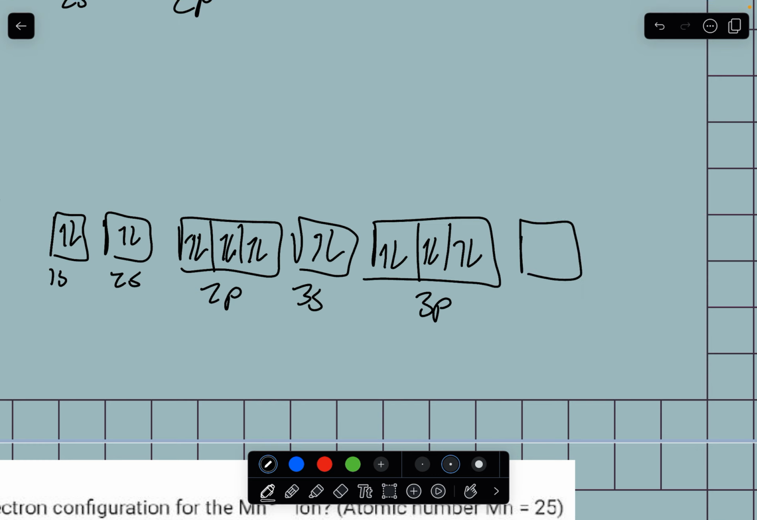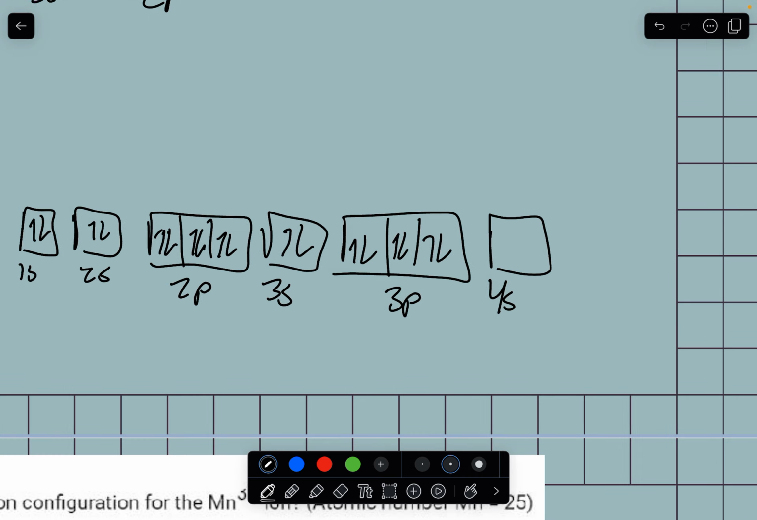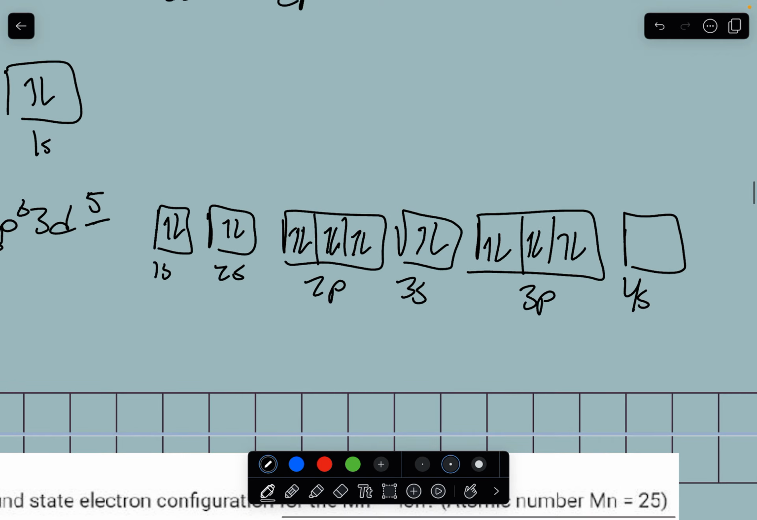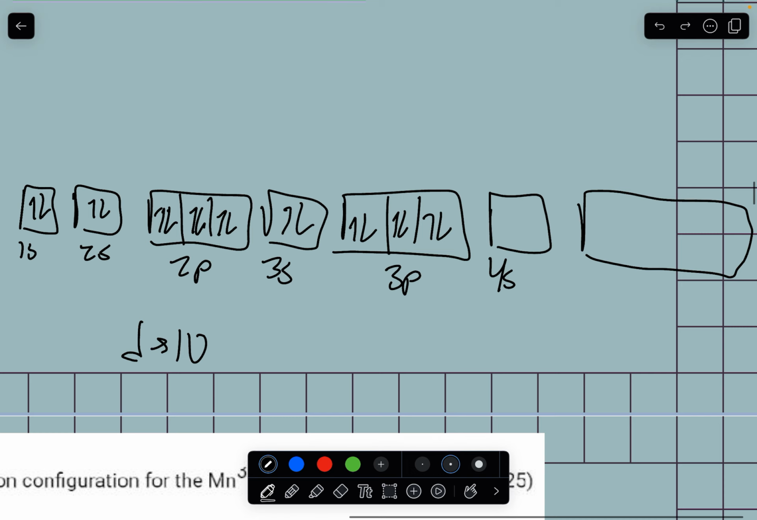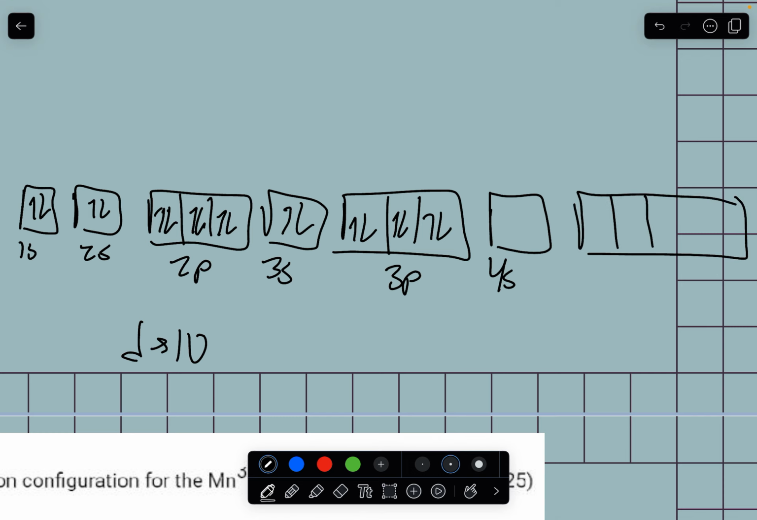I'm going to show the 4s box because it goes here, the orbital, but I don't have any electrons there, so I'm going to leave it empty. And then for 3d5, remember D can hold 10 electrons, so I need 5 boxes. It's going to get a little cramped. Okay, so that's my 3d.